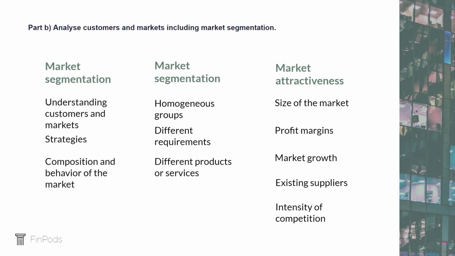Similarly, in order to trade effectively in a market, a company needs to understand the composition and behaviour of the market. A company must consider market attractiveness and business attractiveness factors to recognise the market culture. The attractiveness of a market is determined by factors such as the size of the market, profit margins, market growth, existing suppliers, and intensity of competition. A company also needs to analyse the business attractiveness of its products or services, that is, whether it will be attractive to the customer or not in that market.